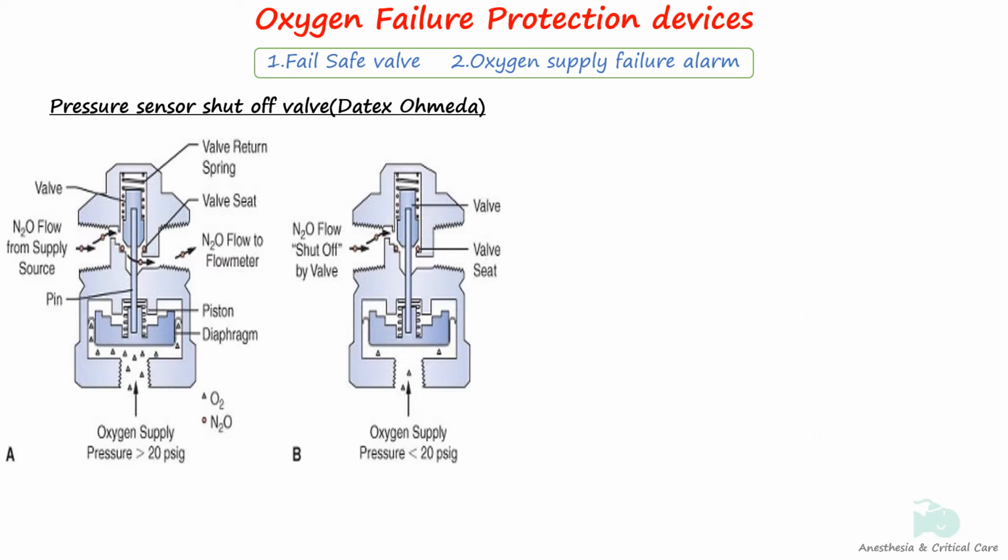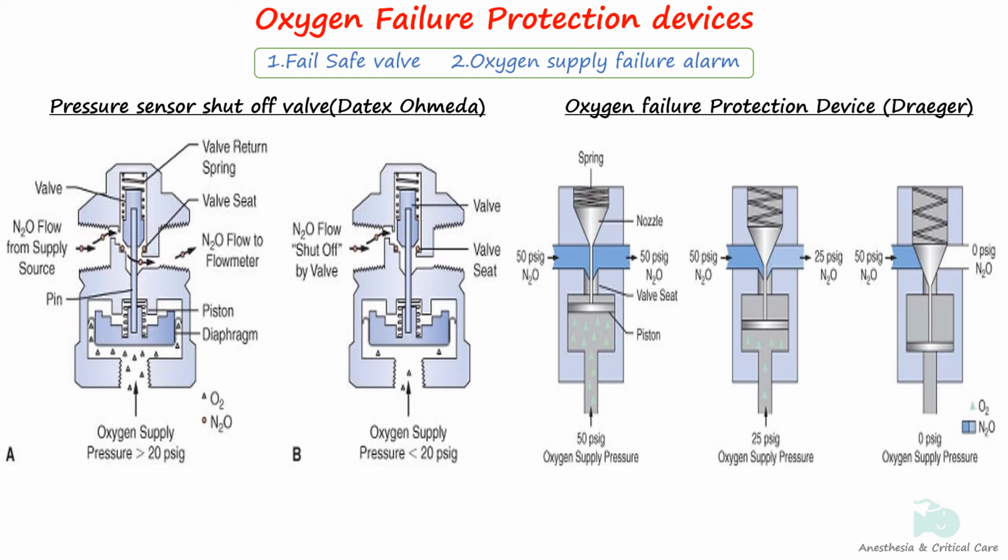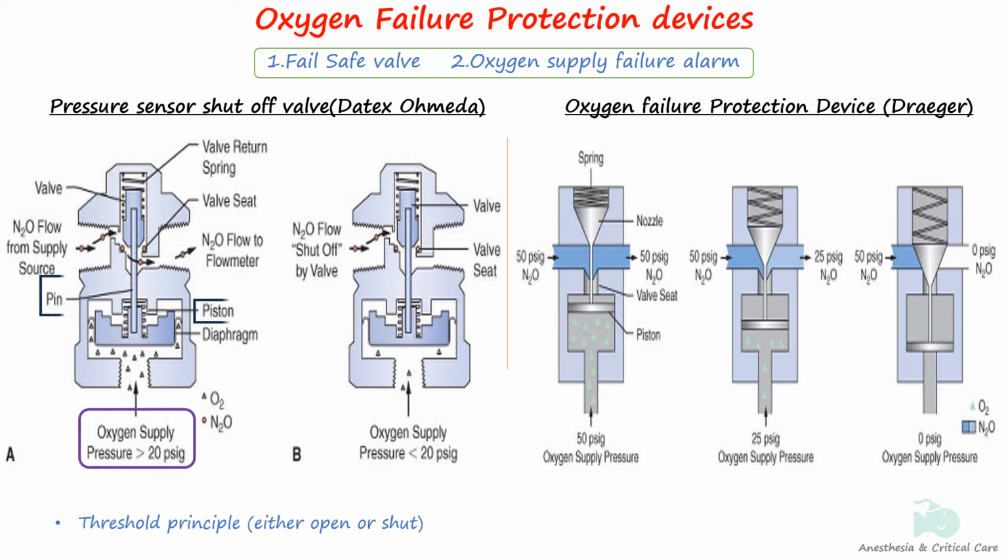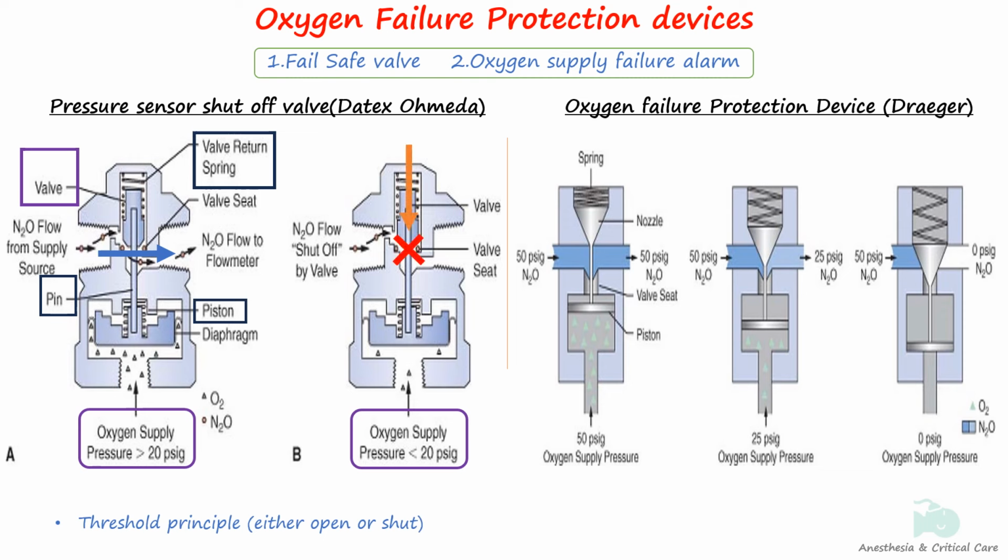These are the pressure sensor shutoff valve and the oxygen failure protection device. The pressure sensor shutoff valve is used in machines like Datex Ohmeda. It operates in a threshold manner, that is, the valve is either open or shut to allow the flow of nitrous oxide depending on the oxygen supply pressure. In diagram A, below, oxygen pressure moves the pin and the piston up and opens the valve, allowing the flow of nitrous oxide. When the oxygen pressure falls below the preset level as depicted in diagram B, the force of the valve return spring closes the valve completely.